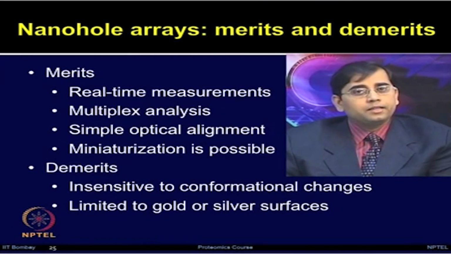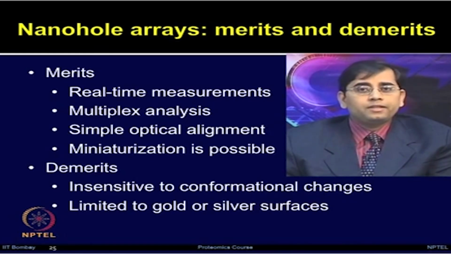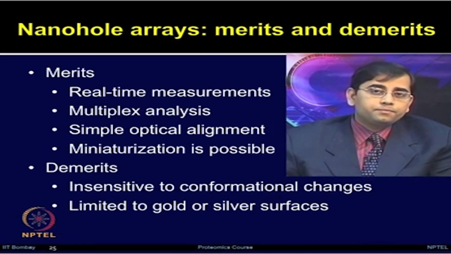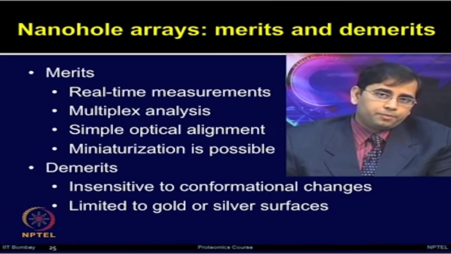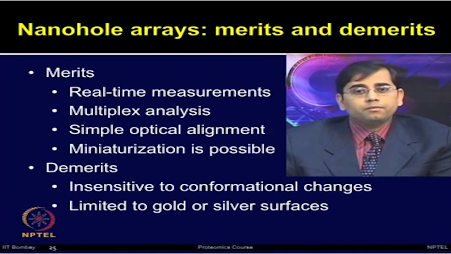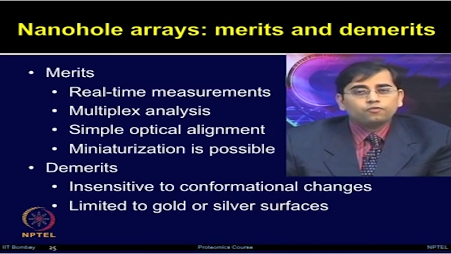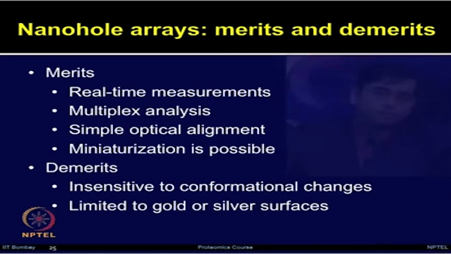The optical alignment is very simple, and miniaturization is very much possible by using this type of platform. One can get rid of the bulky prism, which is the case for the traditional SPR, which is not required here, and also the sensitivity is much higher as compared to the traditional configuration of SPR. But there are a few demerits as well. It is insensitive to conformational changes. It is again limited to gold or silver metal surfaces.